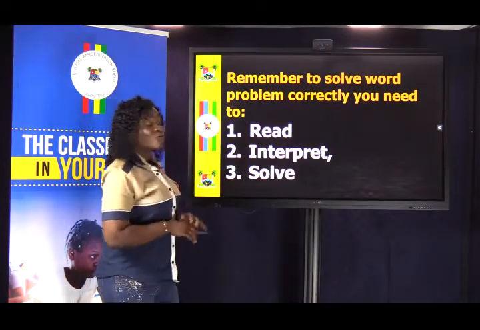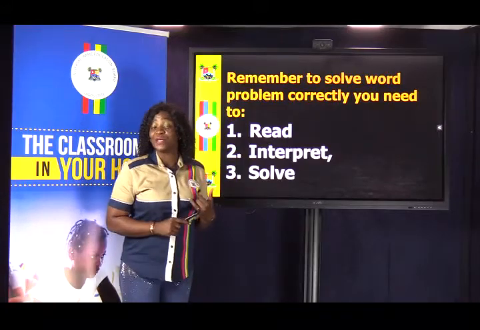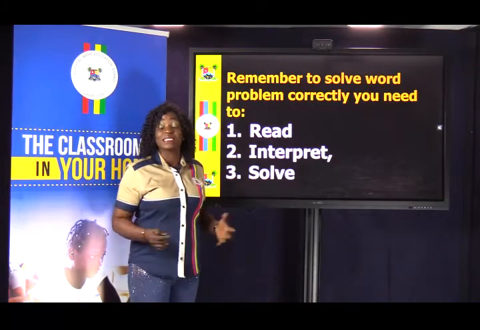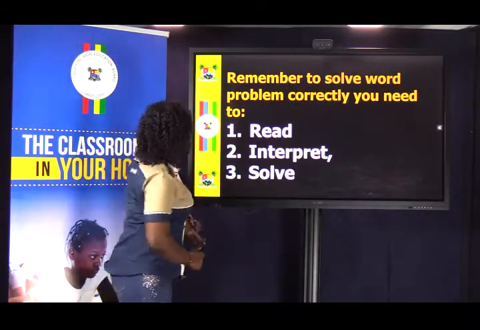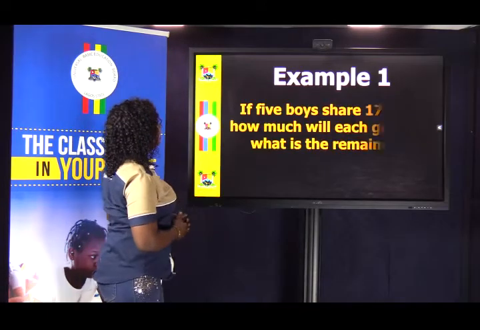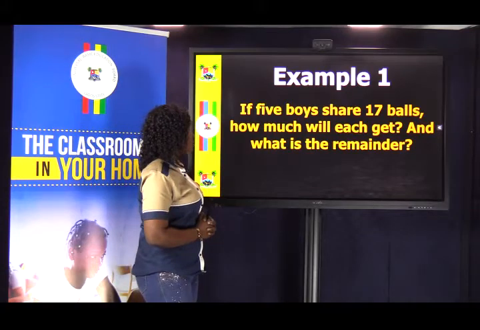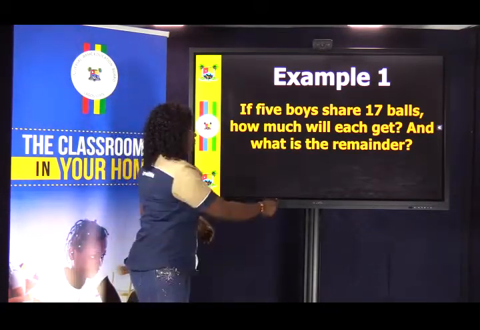To solve a word problem correctly, you need to read. When you read, you'll be able to tell if you are going to add, divide, subtract, or multiply. So you read first, you interpret, then you solve. Example 1. If 5 boys share 17 balls, how much will each get, and what's the remainder?